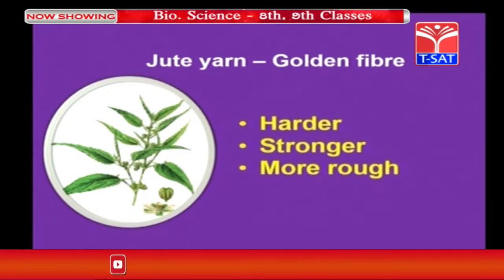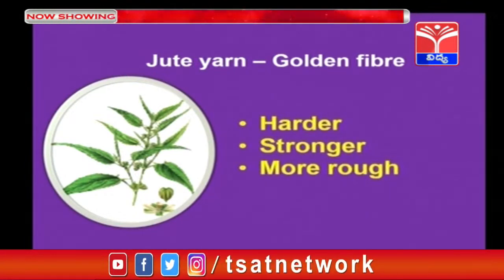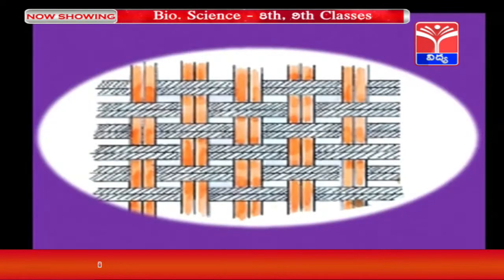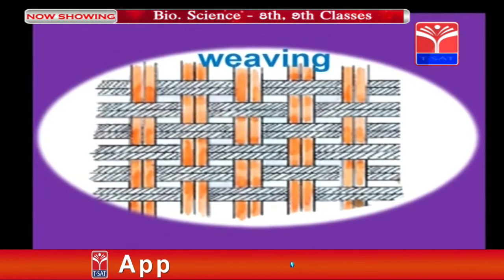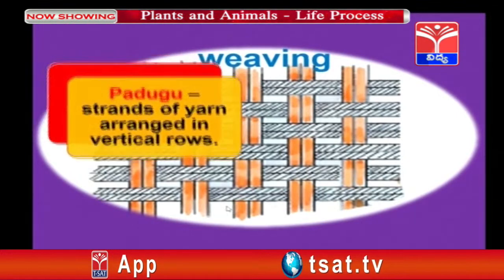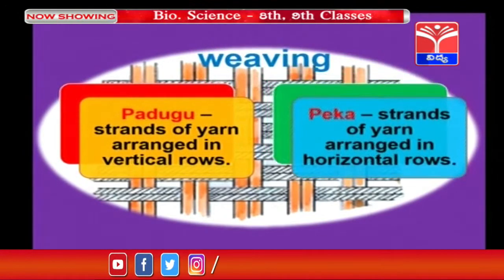Then the fibers are separated from the stem to make jute yarn. This is thoroughly combed and cleaned. Gunny bags are prepared by using this jute yarn. This is how weaving is done. You might have seen some horizontal strands and vertical strands. Padugu are the strands of yarn arranged in vertical rows, and peka are the strands arranged in horizontal rows.